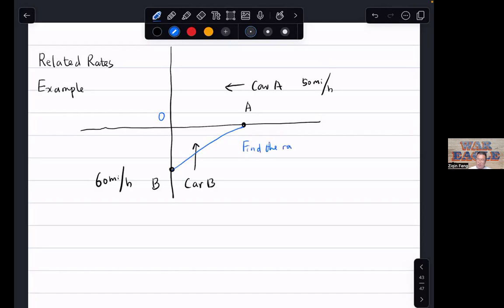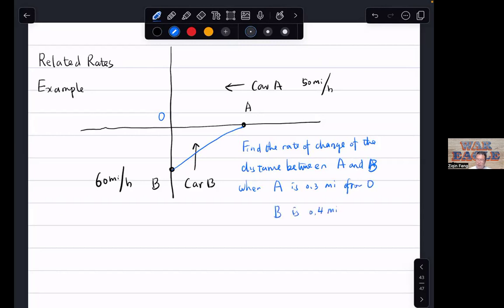Our goal here is find the rate of change of the distance between A and B when A here is 0.3 mile from O, and B here is 0.4 mile from O here. So that's basically the problem.